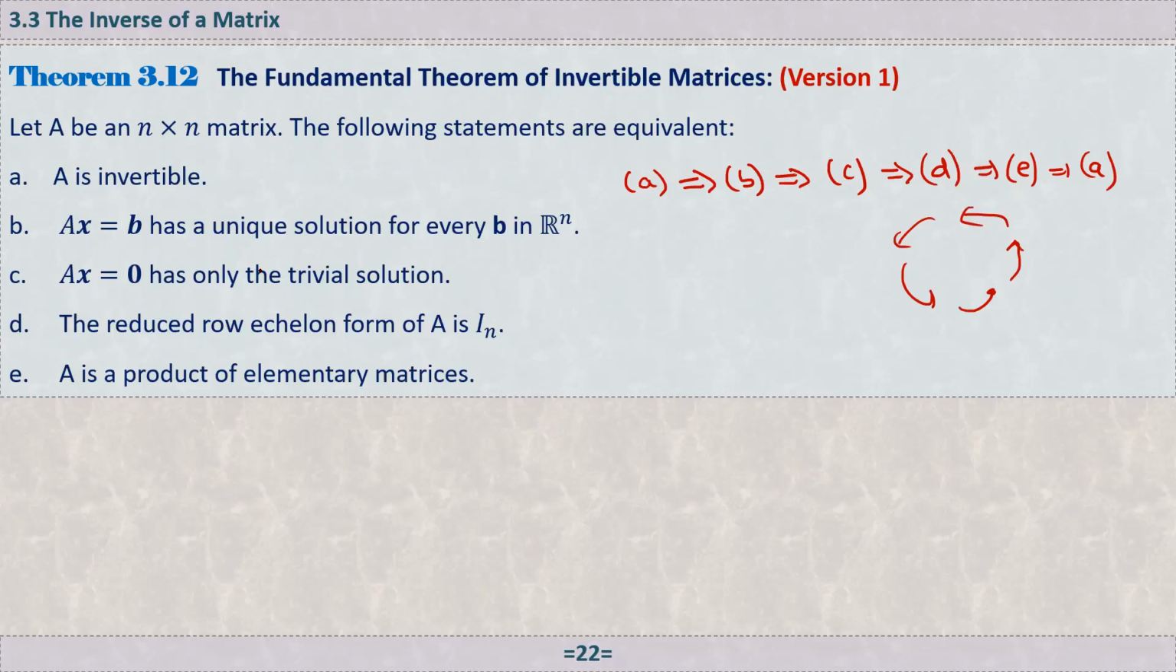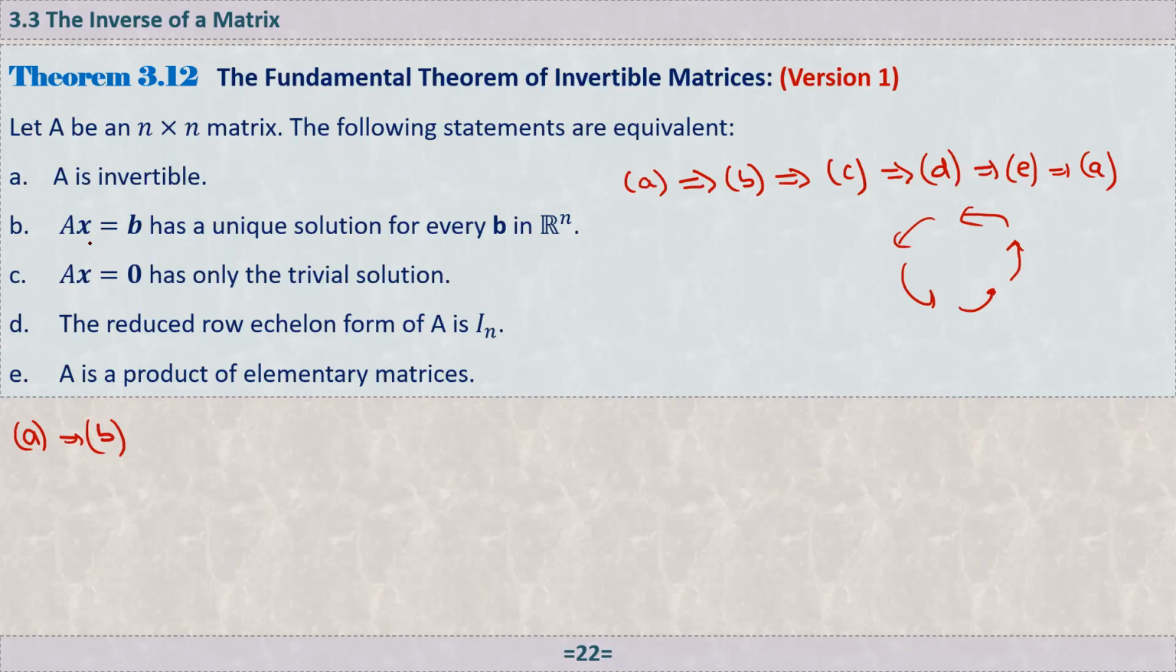So once again, if one is true, everything must be true. If one is false, then all are false. So now I assume that A is true. And using this fact, we will show that B is true. And actually, we have already proved this B part.